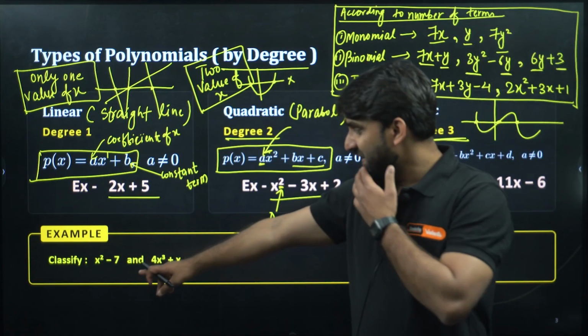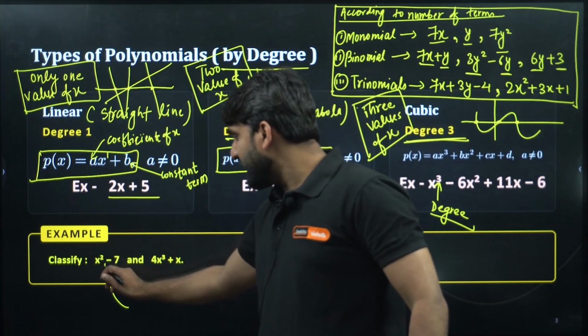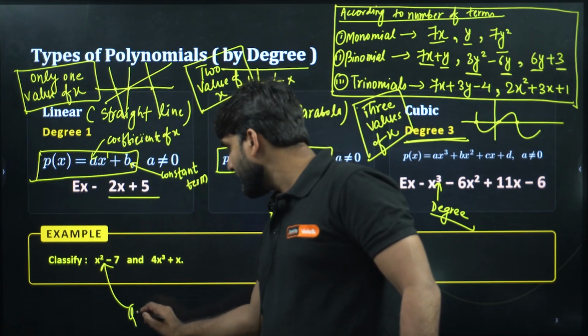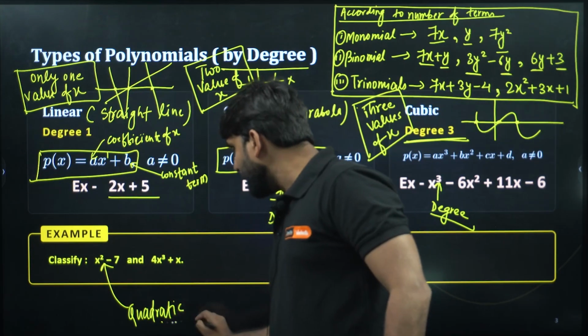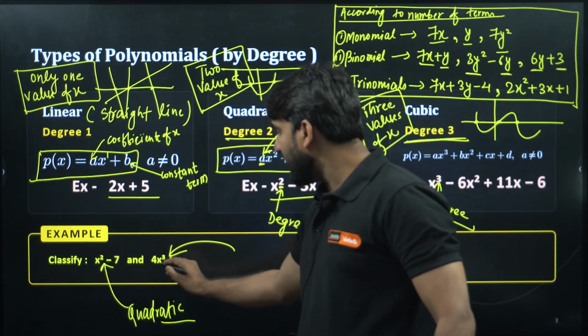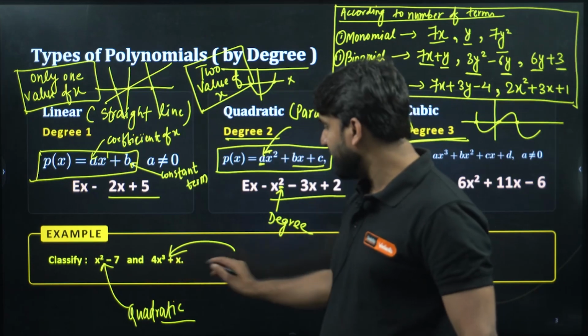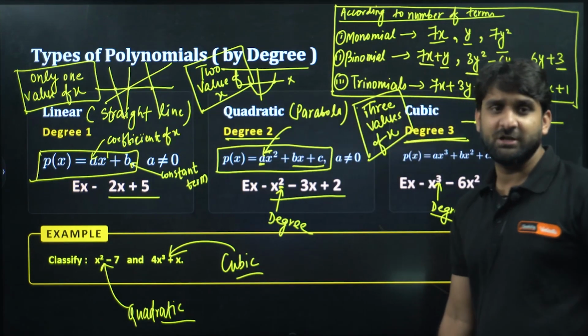Look at the question. Classify. Here the highest power is 2. So if the highest power is 2, which type of polynomial will this be? This is a quadratic polynomial. And here in this, can you see the highest exponent of x is 3. So this is a cubic polynomial. I hope this is clear to you everyone.